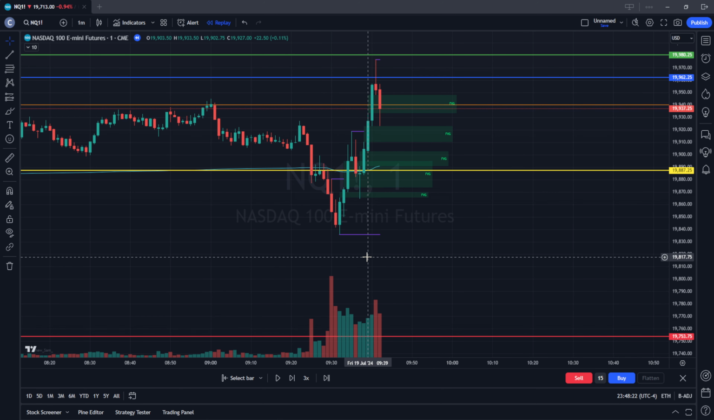If we break the lower bound, we're probably going to break it with quite a bit of momentum. If we break the upper bound, we're probably going to break it with quite a bit of momentum as well, especially since it's so close to our overnight session high, which is at 19,980. So let's play it out, see what happens.